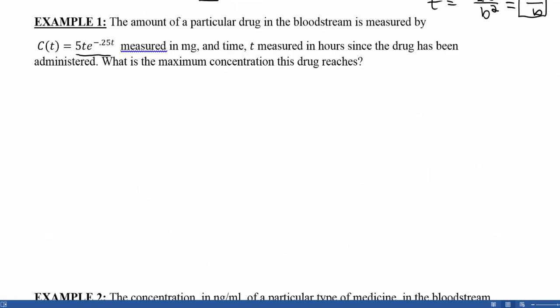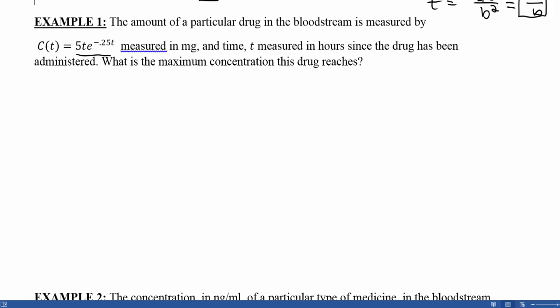Example 1. The amount of a particular drug in the bloodstream is measured by C of t equals 5t e to the negative 0.25t, measured in milligrams, with time t measured in hours since the drug has been administered. What is the maximum concentration this drug reaches?